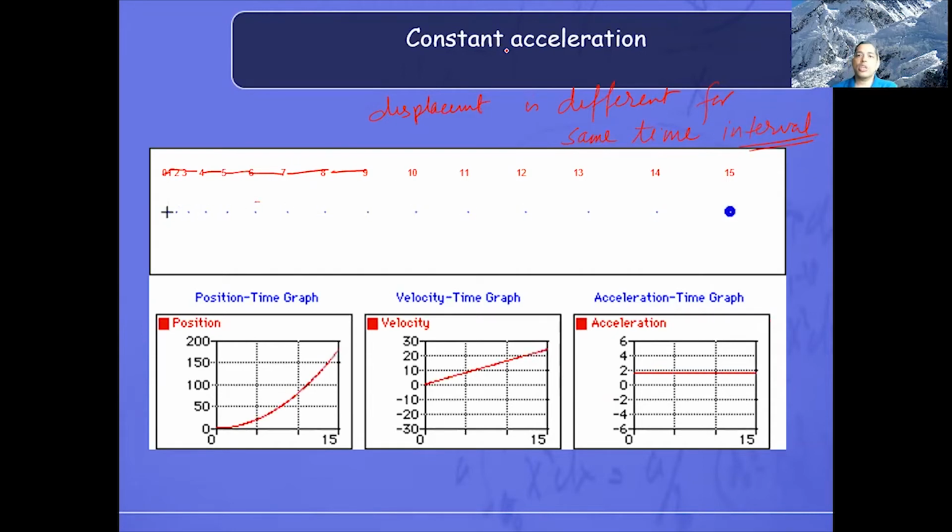In that case, the velocity is not constant. Since displacement is different for the same time interval, velocity is not constant. If the velocity is not constant, then what is the acceleration? Acceleration is vf minus v0 divided by tf minus t0. Since these are not the same, vf is not equal to v0. It means this is not 0, so acceleration is non-zero in this case.